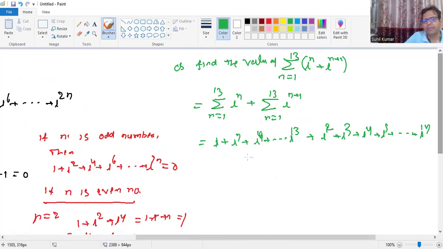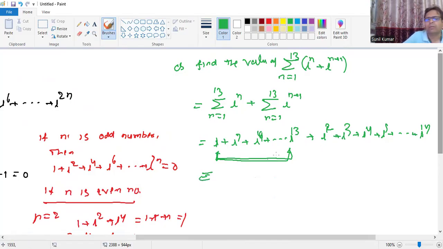Now we have a total of 30 terms in each series. We can break this number into odd and even counts. We can use the fact that i to the power 4 is 1, i squared is minus 1, and i cubed is minus i. Based on that, we'll get the value here.